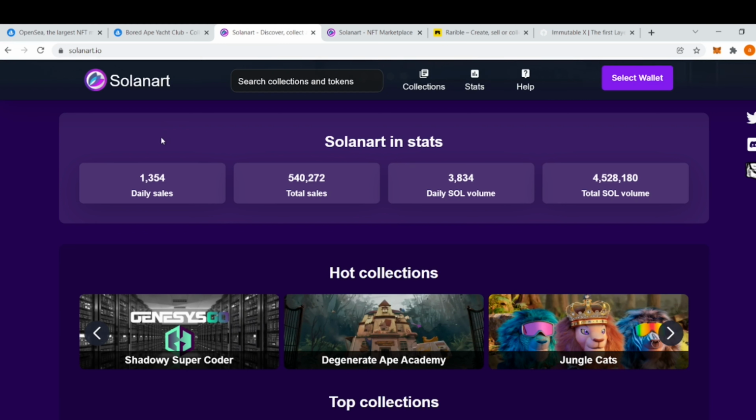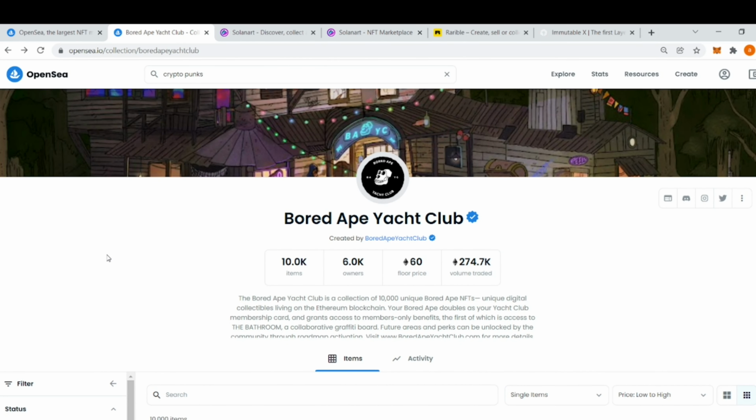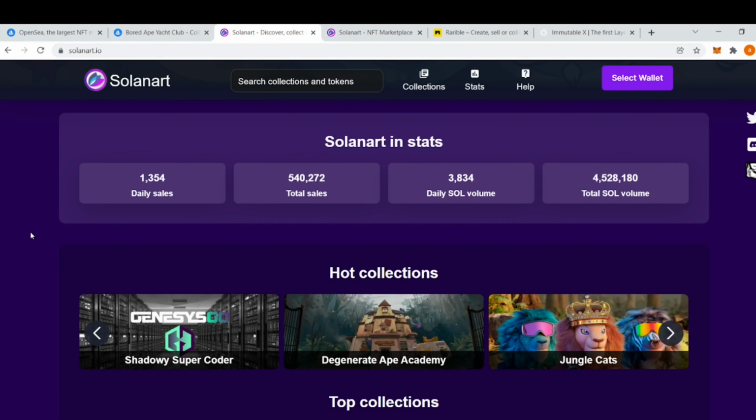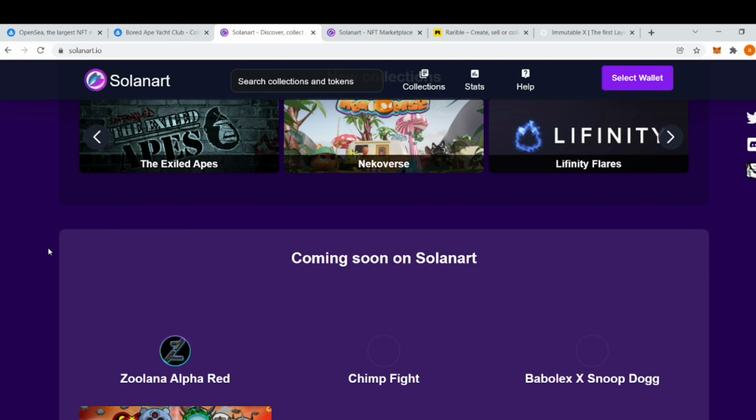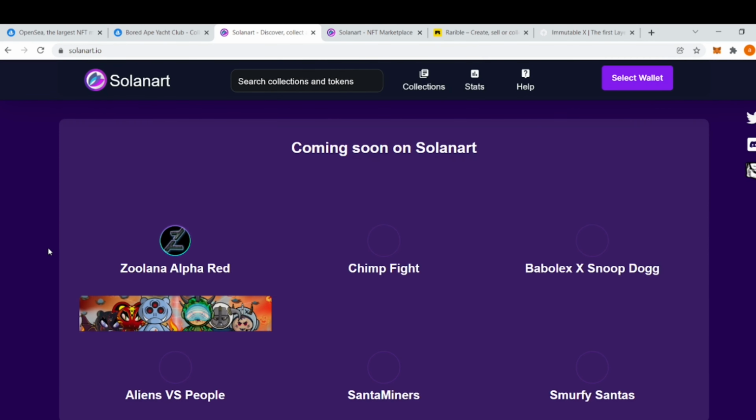Next is our Solana art, and in this Solana art we need to trade with the Solana coin only. On OpenSea we need to trade with Ethereum, but we can trade on both the Ethereum blockchain and the Polygon blockchain NFTs, but in Solana we just need to trade only on Solana, as it is clearly mentioned, solart.io. So in this we will see what our NFTs are and we can trade with the Solana coin.